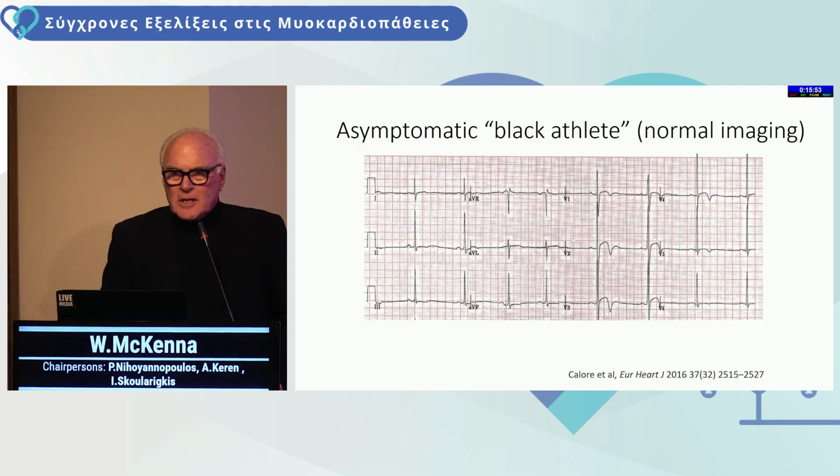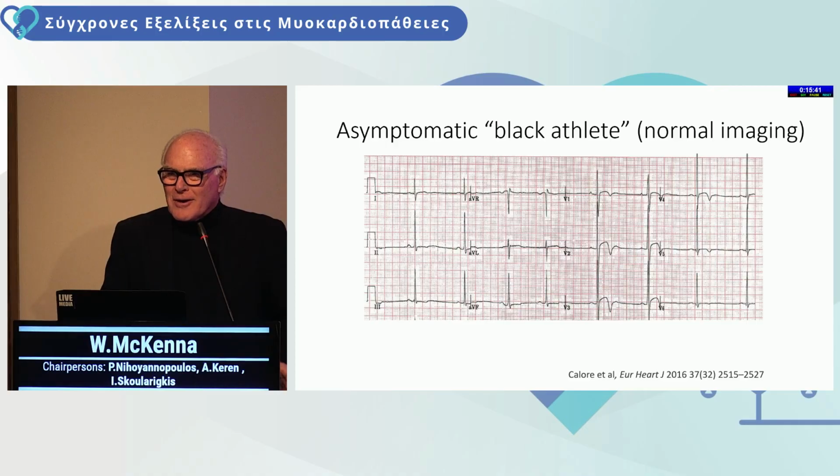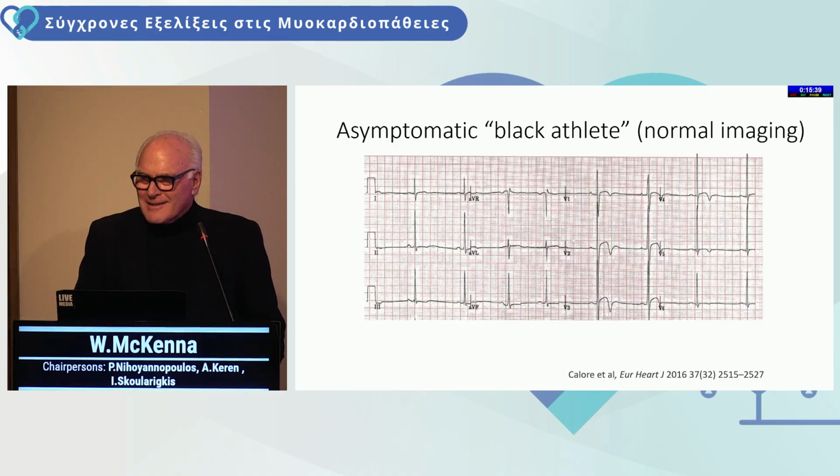This is the ECG that's in this paper as an example of a black athlete with normal imaging who has these electrocardiographic changes which are attributed to his racial background. And without going into detail, I'd propose to you that this is not a normal electrocardiogram. And I'd like to see the parents and the offspring.